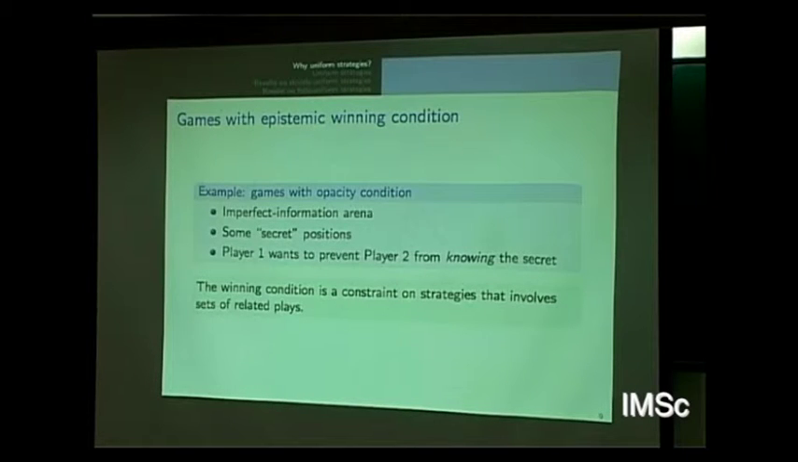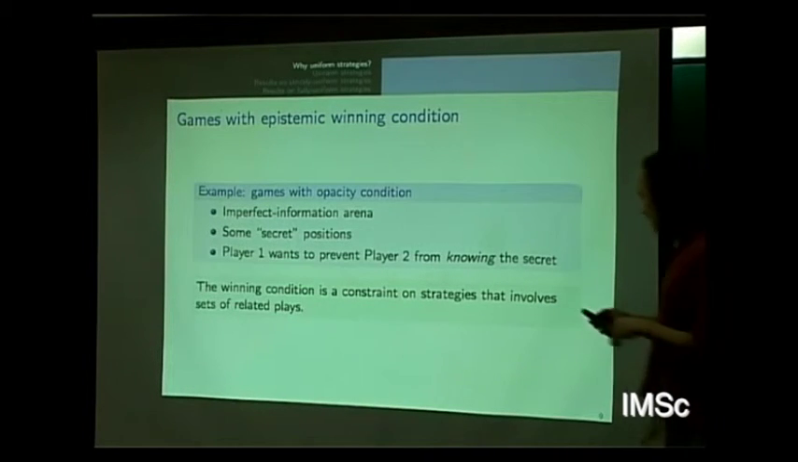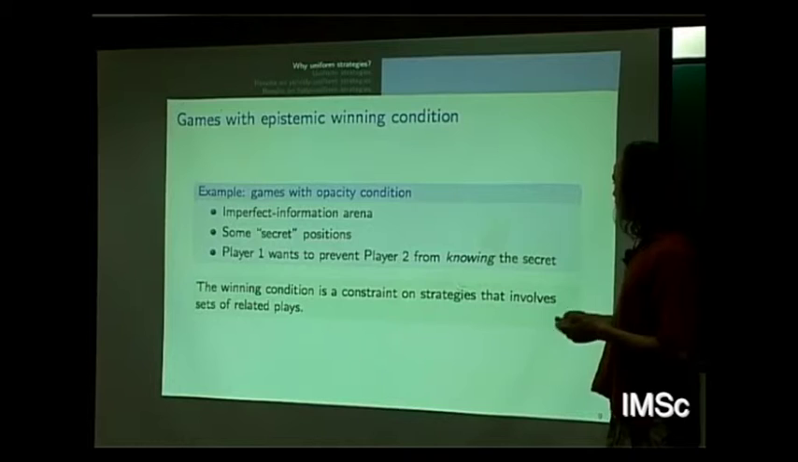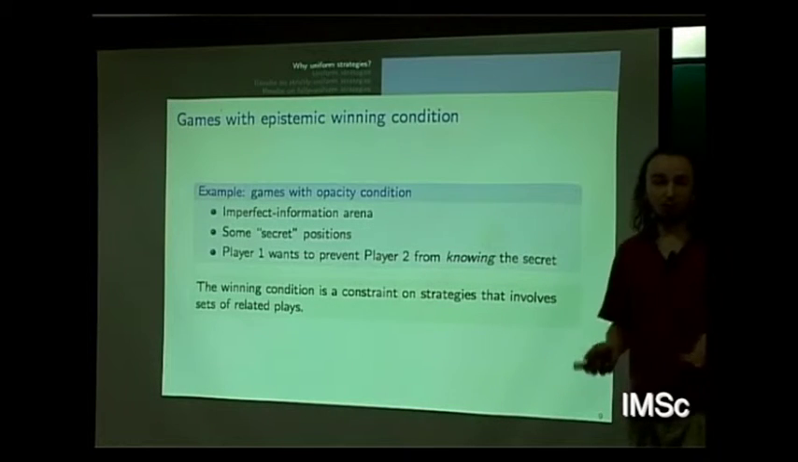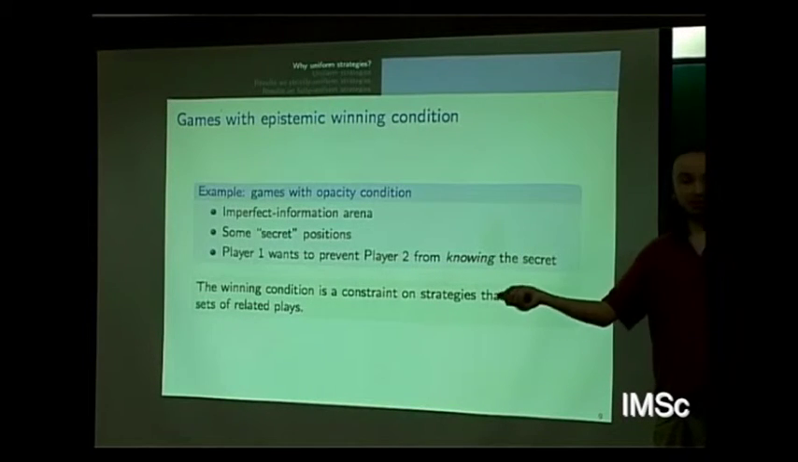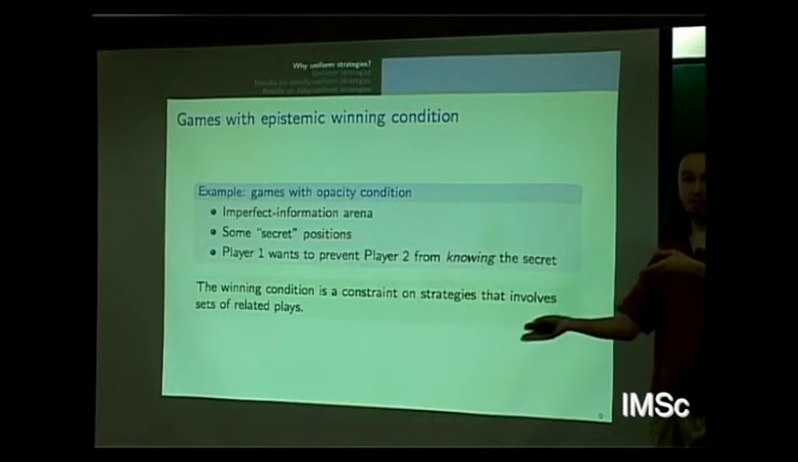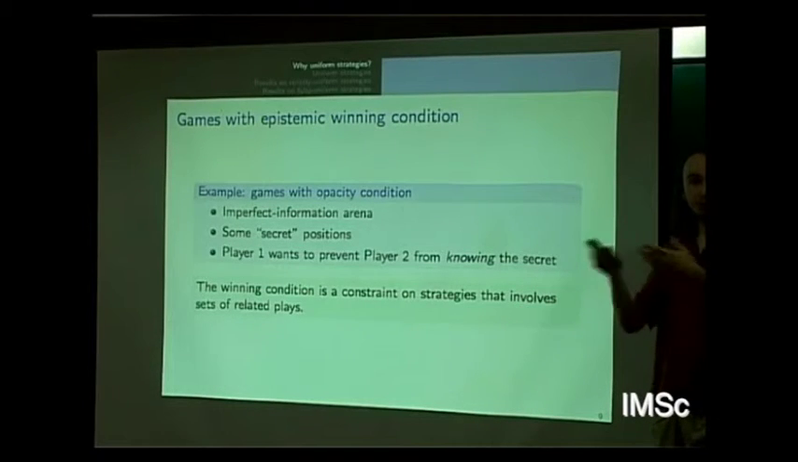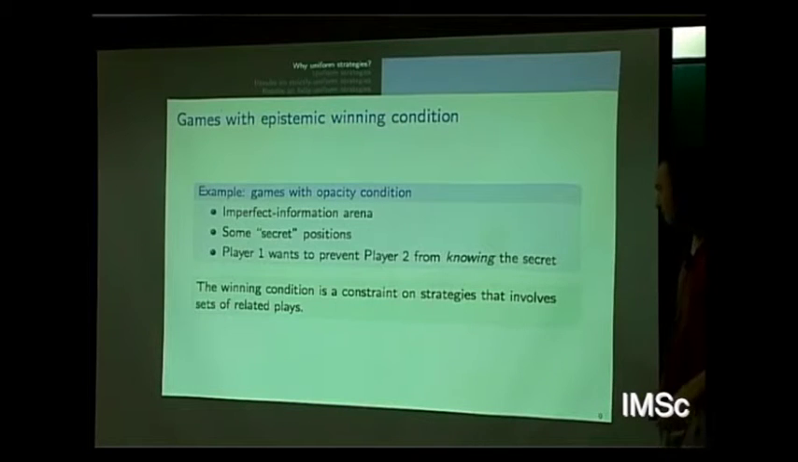Like player 1 wants to make sure that player 2 is never sure that the current position is a secret one. And so, in order to evaluate whether player 1 wins a play, you have to consider the plays that player 2 does not distinguish from the current one to evaluate his knowledge. So, in this case, it's the winning condition itself that is a constraint involving sets of related plays.